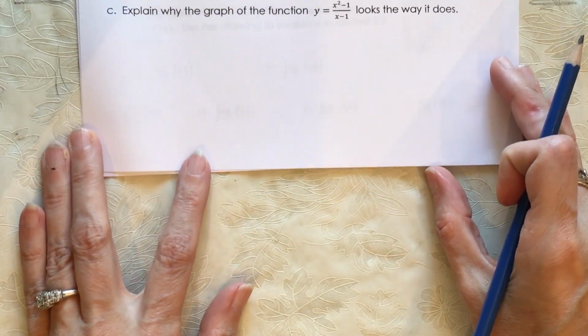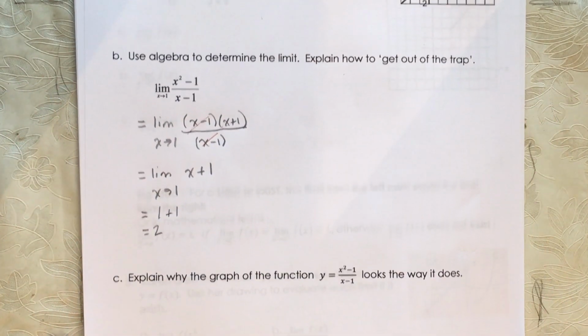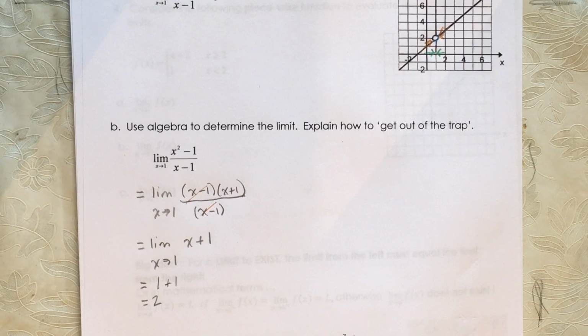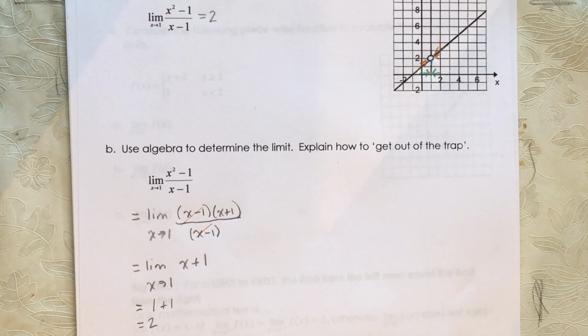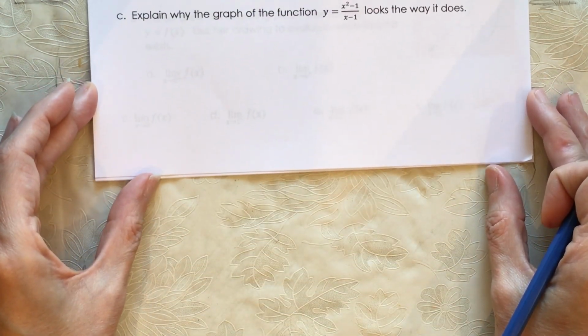So part C says explain why the graph of the function y equals x squared minus 1 over x minus 1 looks the way it does. So if I bring this back down for a second, why does it look like a straight line with a hole at 1? Okay, so we're going to go back up here and explain that in a graphical sense.